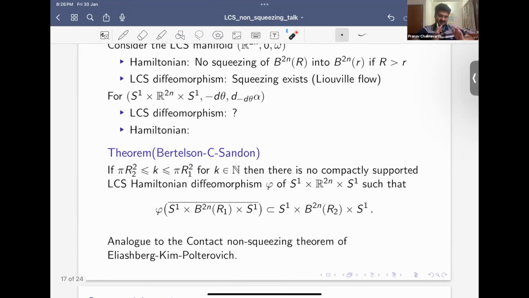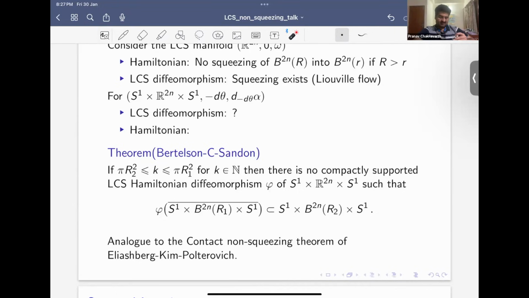So this is still the preliminary version of Eliashberg-Polterovich Kim with the integer k separating out the radii, for which we cannot squeeze one ball into another by a Hamiltonian diffeomorphism. Because we are using generating functions, we need the graph of the diffeomorphism to be an exact Lagrangian. That forces us to only consider Hamiltonian diffeomorphisms. One can of course ask if squeezing is possible by a non-Hamiltonian LCS diffeomorphism, and we don't know the answer in either direction.